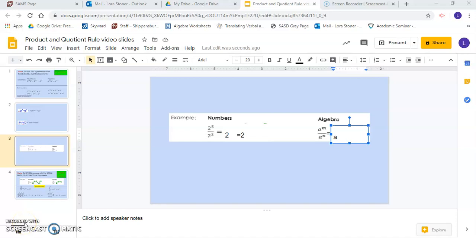Hey, good day. Today we're going to be using the quotient rule, which is with division.